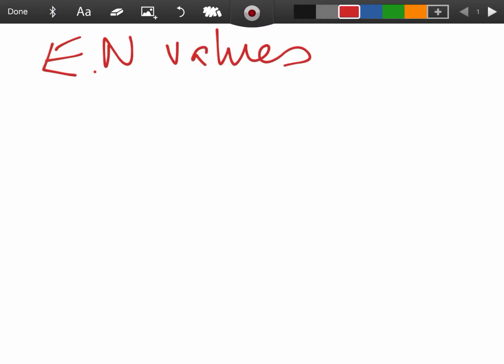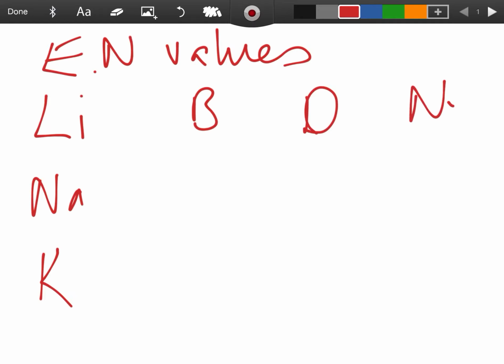Now, I just very quickly want to have a quick look at the trends in electronegativity values. You already have drawn the atoms going down the group. You already have your lithium, sodium, potassium drawn, and you already have your lithium, boron, oxygen and neon drawn in your sheet. So you can easily now put electronegativity trends alongside atomic radius.